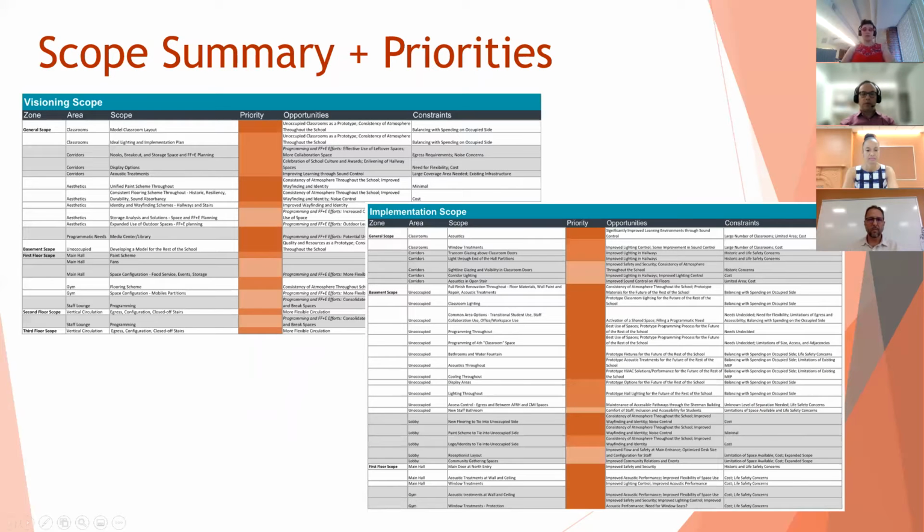As part of that process, we developed what we called a scope and priority summary. Working with the core planning group, we collaboratively developed both the scope of the work to be implemented immediately and the scope of the work that was envisioned for the future. After developing the scope for each floor of the building, we developed a list of opportunities presented and constraints inherent to each item. Then we prioritized each item on the list based on a balance of what was most important and what was most feasible for a limited schedule and budget.